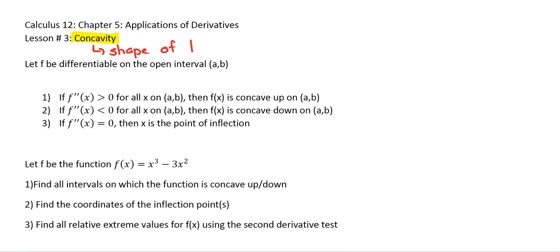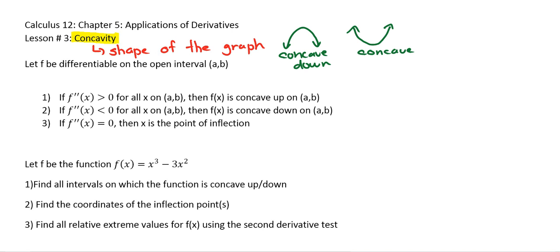Okay, and the good news is when we're talking about the shape of the graph, we basically just have two options. The two options are we have concave down, which looks like this. So it kind of looks like a parabola that's opening down. So this is called concave down. And we also have another shape called concave up, and that means your graph will be opening upwards. So this represents concave up.